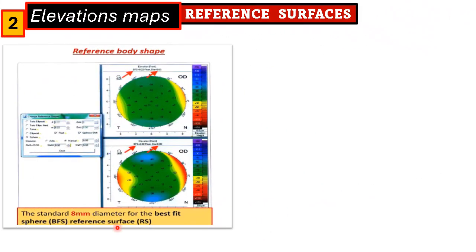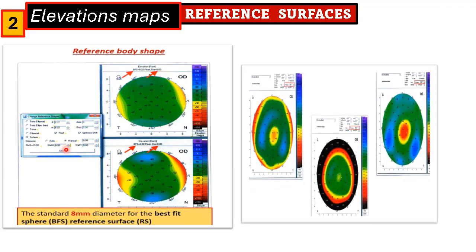The best fit sphere should be placed manually in the machine as an 8 millimeter best fit sphere. You also have other options, such as the best fit toric sphere or another sphere, but the standard is to use the 8 millimeter best fit sphere, because any mistake in the placement of the reference surface will give you a wrong interpretation of the data.